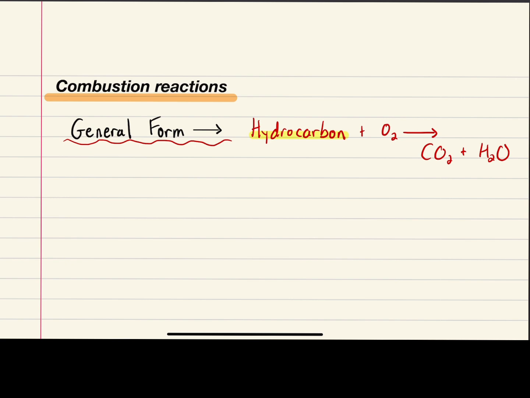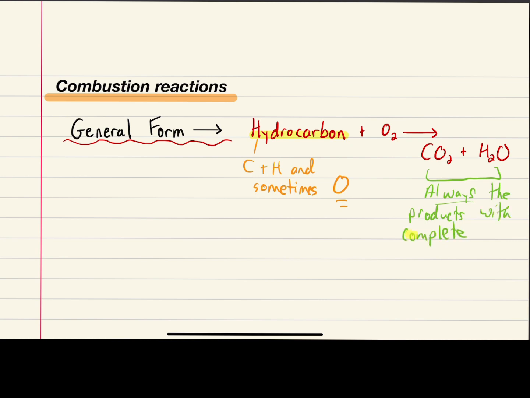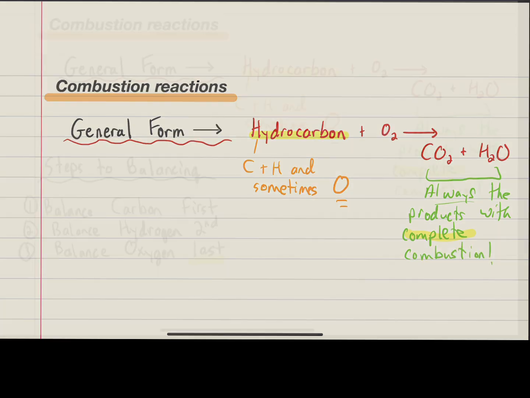So the general form of a combustion reaction would be a hydrocarbon, and that is anything that has carbon, hydrogen, and sometimes oxygen. When this reacts with oxygen, we get carbon dioxide and water. Now, the states of these substances really depends on whether it was done in a closed or open system. But this is the general form of the reaction.